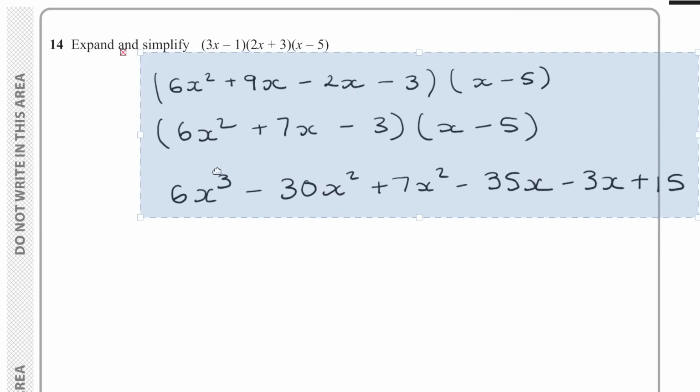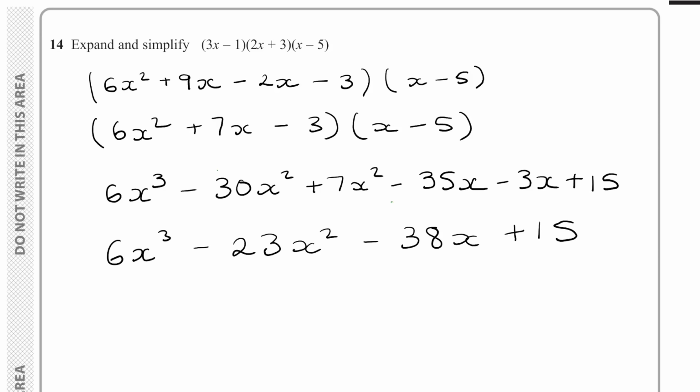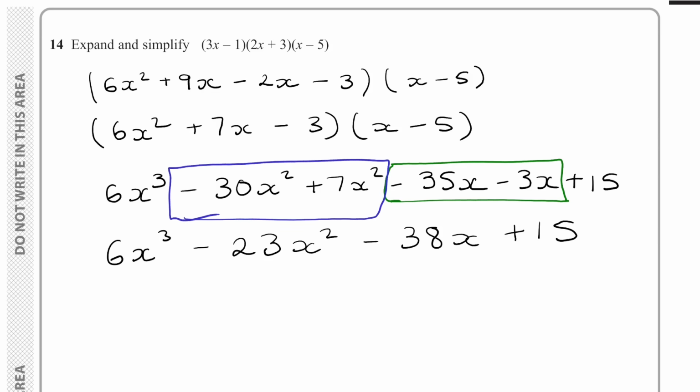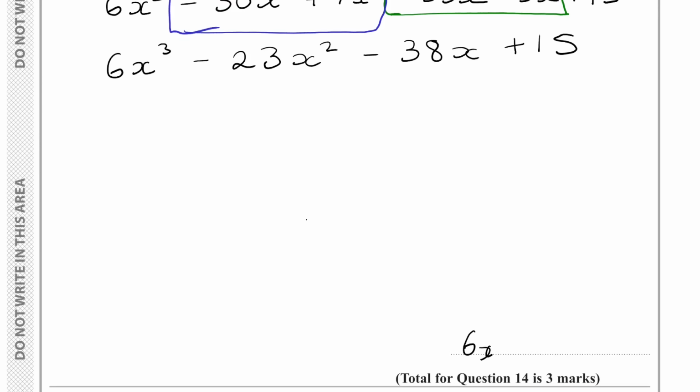Try and keep your work within the page. And we just need to simplify now. So we've got 6x cubed minus 23x squared minus 38x plus 15. We can only add the things that are the same. So we can add these two terms together and these two terms together. We can't add x cubes to x squareds or x's to x cubes or anything like that. So that's our answer. 6x cubed minus 23x squared minus 38x plus 15.